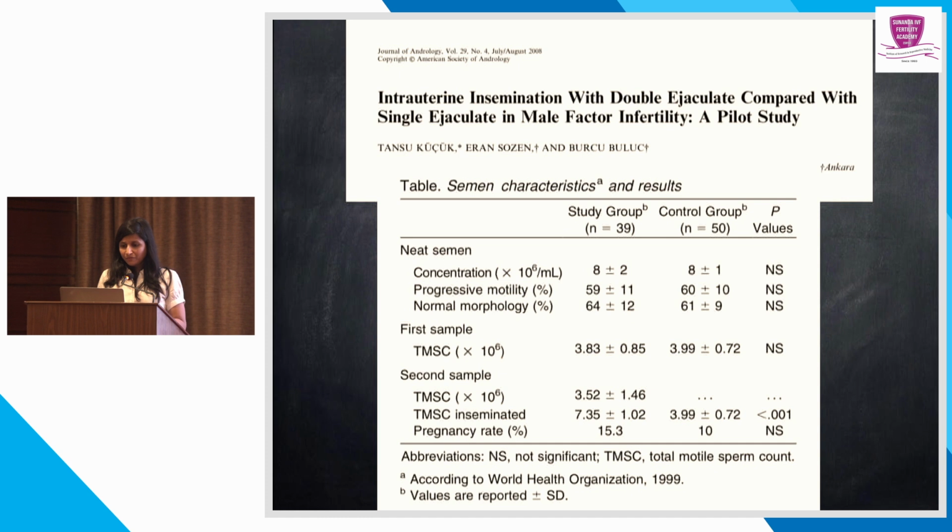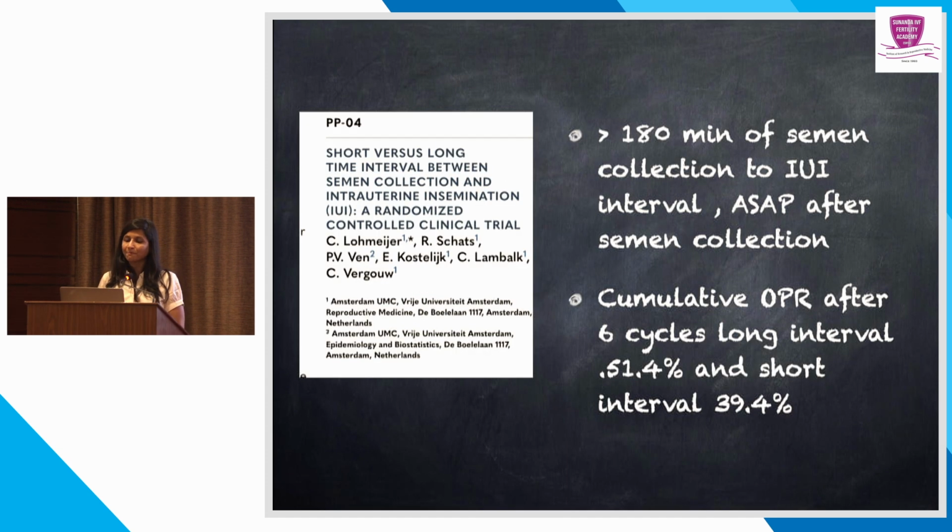Now, again with the same thing, when you have a low total motile sperm concentration, it's better that you have a double ejaculation, combine both the samples, and that will improve the result.